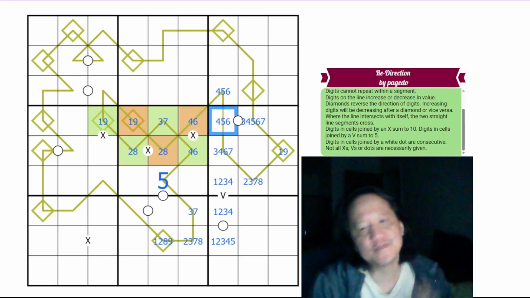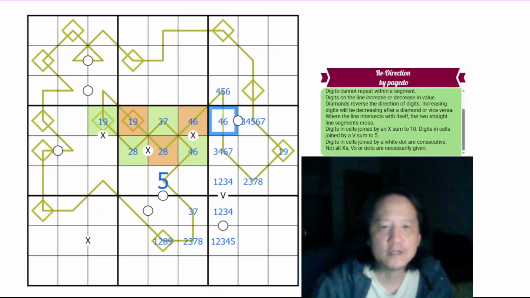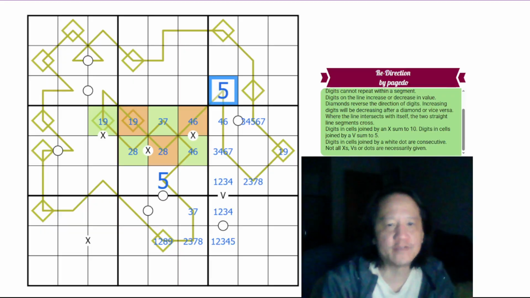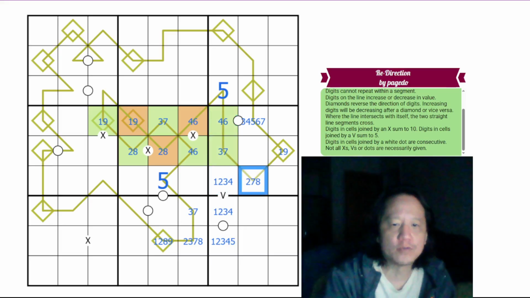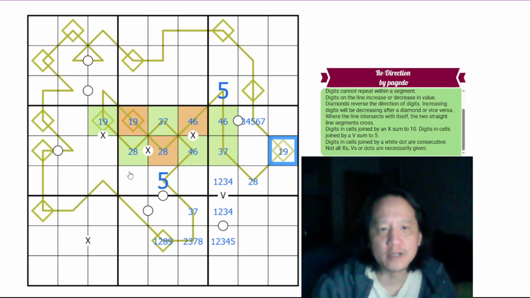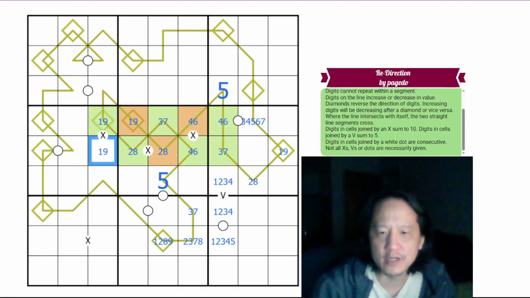So this cannot be 5 here. Therefore, this must be 4 or 6. This is 5 guaranteed. This is green 4, 6. This must be green 3, 7, green 2, 8, and green 1, 9. This is 1, 9 to add up to 10 with the green 1, 9. So this is orange 1, 9. These are all green.